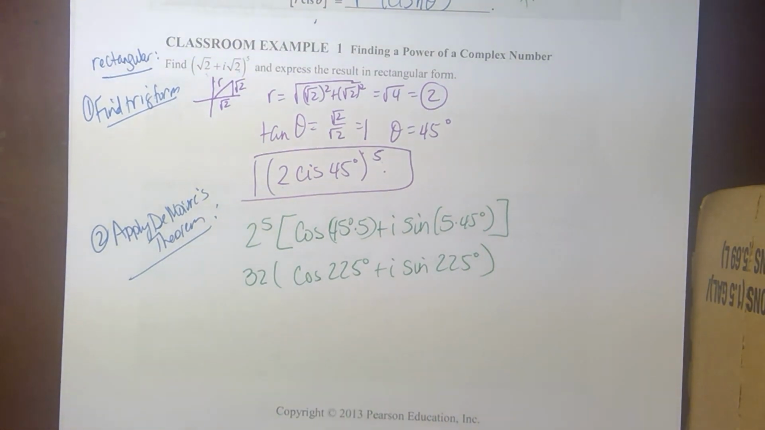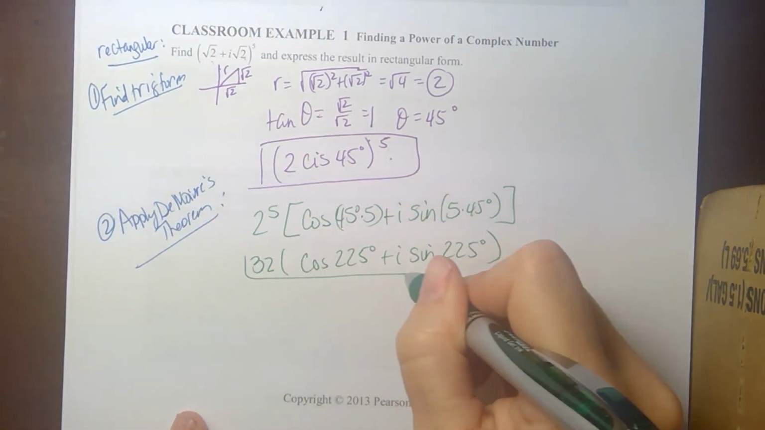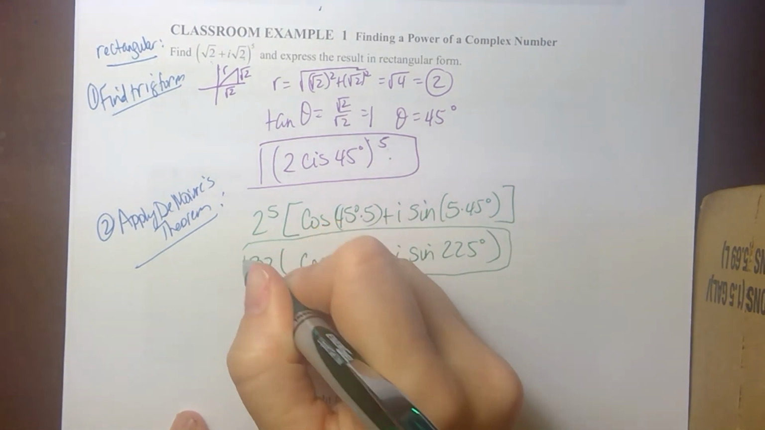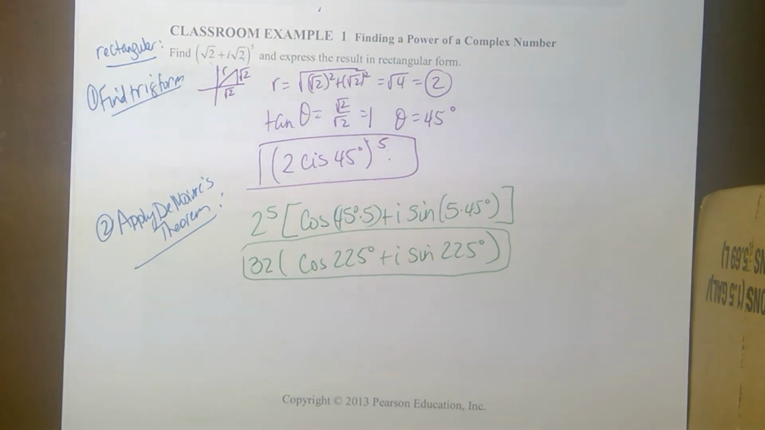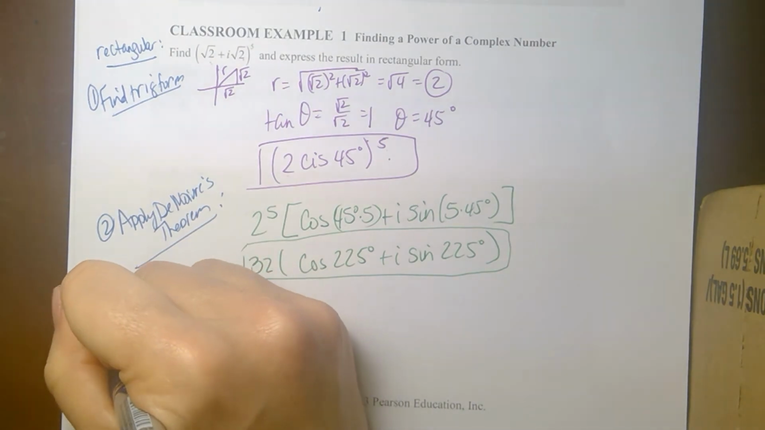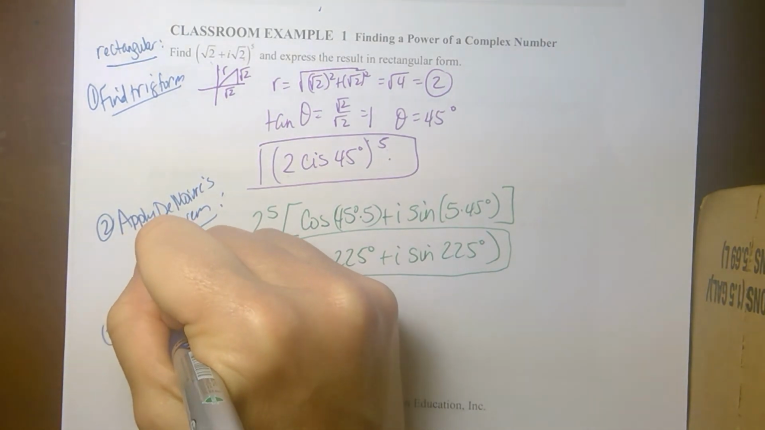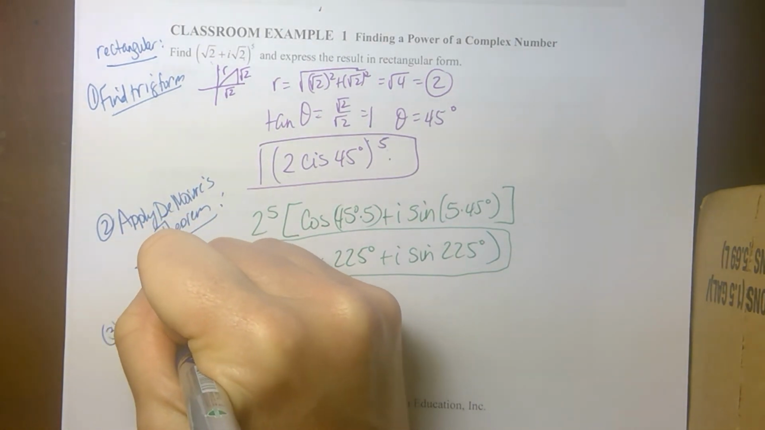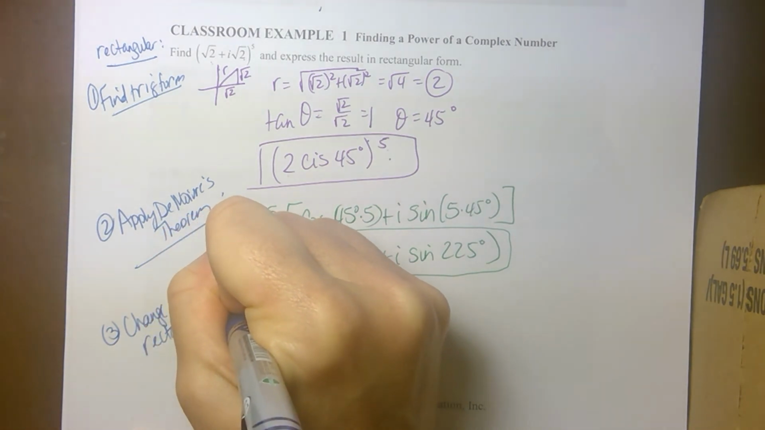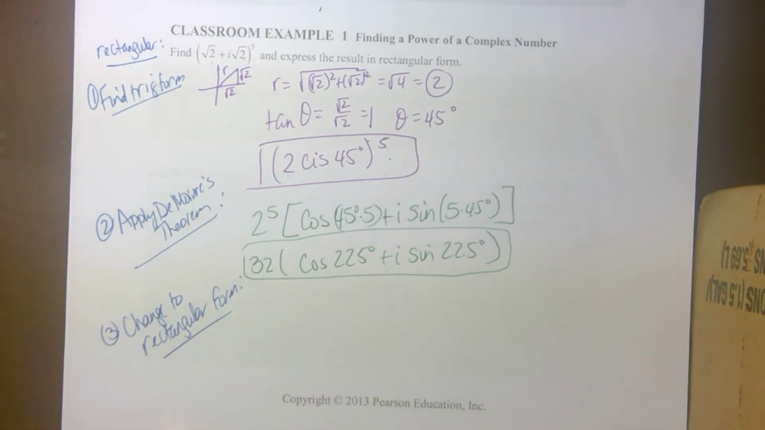And finally, I need to go back because it says that it wants my result in rectangular form. This is that trig form raised to the 5th power, but I need my result in rectangular form, because that's what I was told to answer, how I was told to answer.